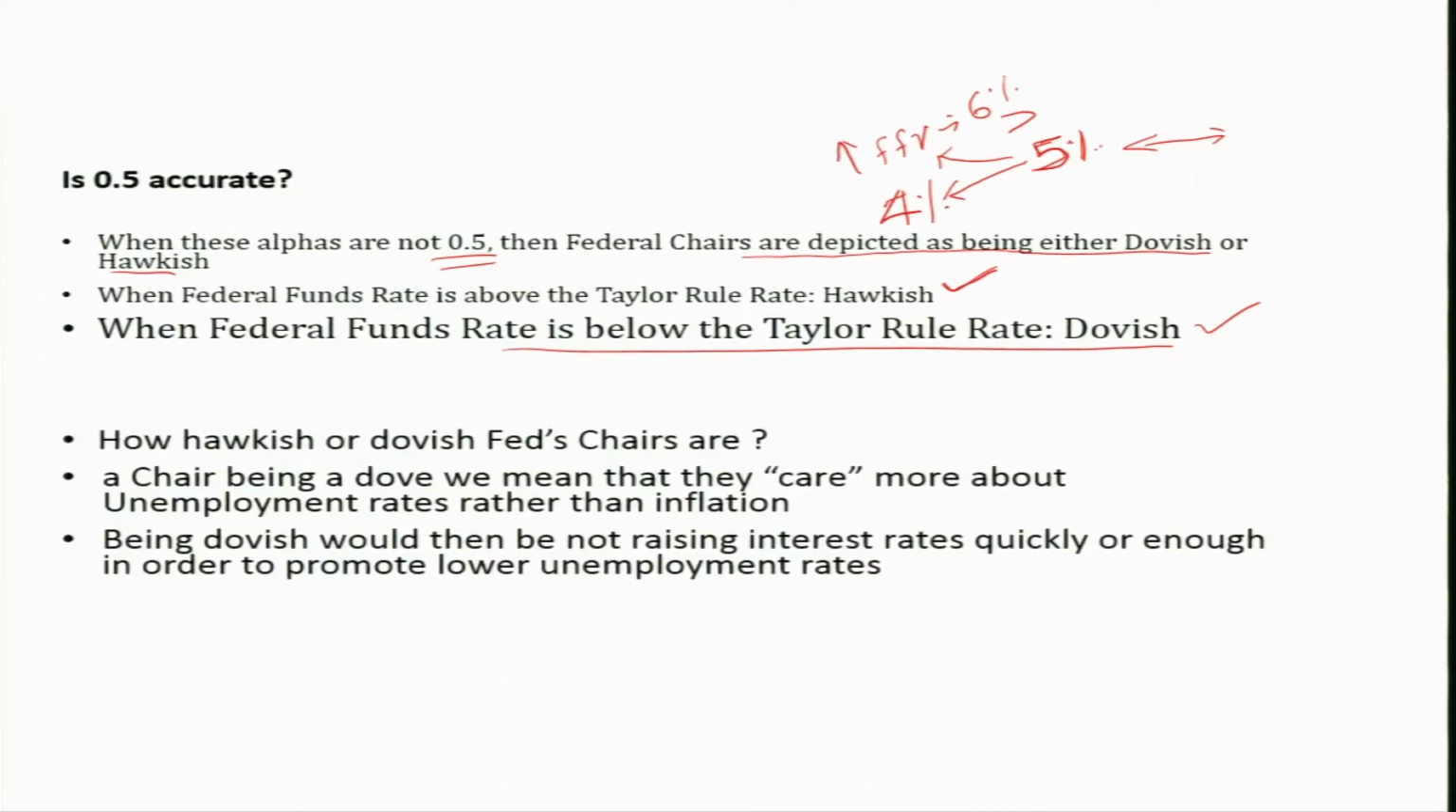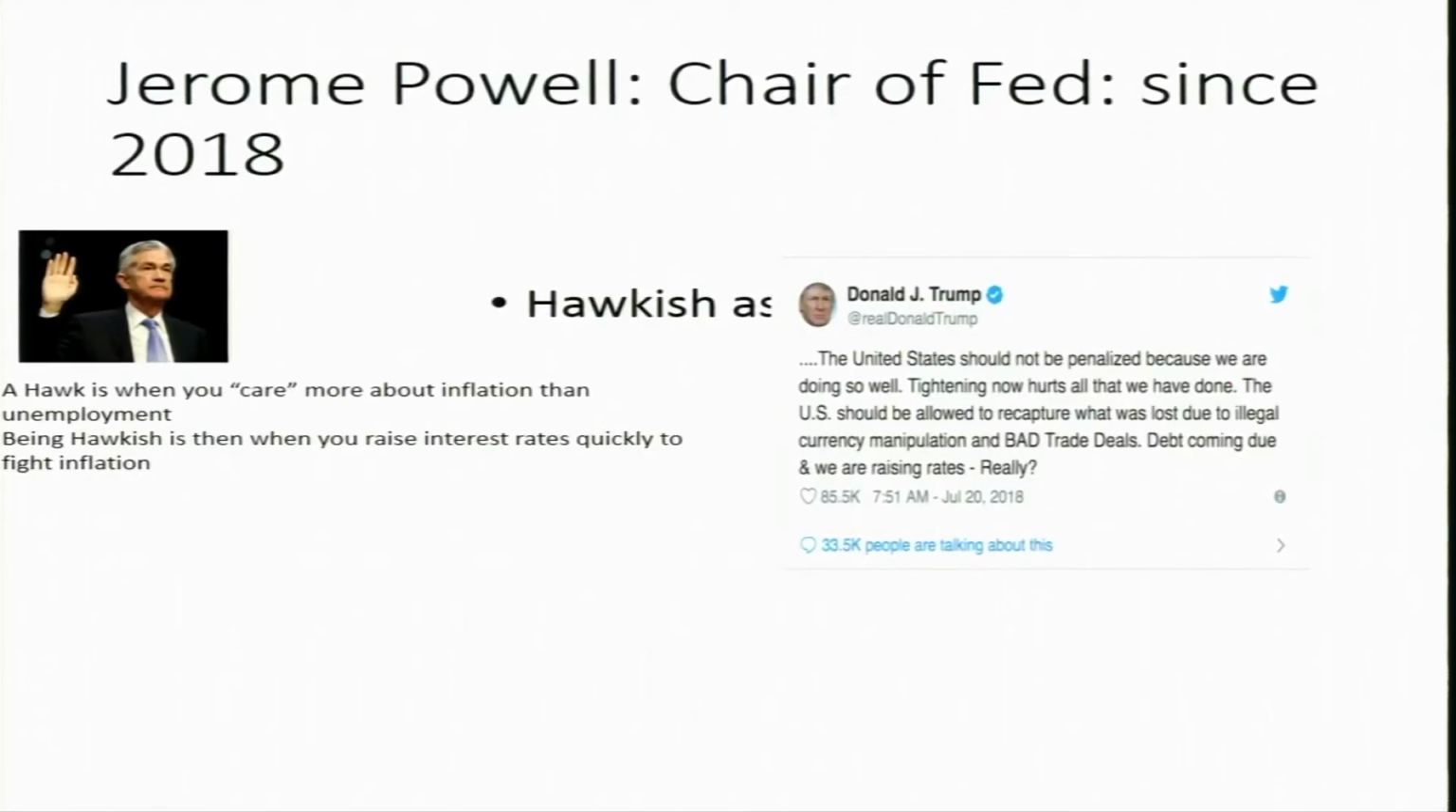So how hawkish or dovish are Fed chairs? A chair being a dove means that they care more about unemployment rates, more about economic activity and GDP rather than inflation. Then we can call them a dove, or being dovish at that time. So being dovish would mean not raising interest rates quickly or enough in order to promote lower unemployment rates. Here is Jerome Powell, the current chair of the Fed since 2018.